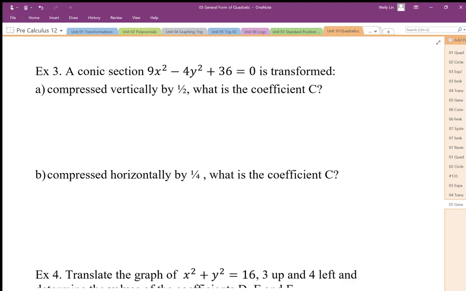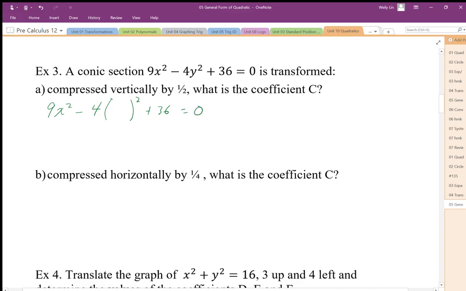Okay, so we're going to compress vertically the y value by 1/2. To do this as a transformation, we're going to do it like this. 9x squared minus 4. Now there's two ways we can do it. We can do this as y over 1/2, squared, plus 36 equals 0. Okay, so that's one way we do it.